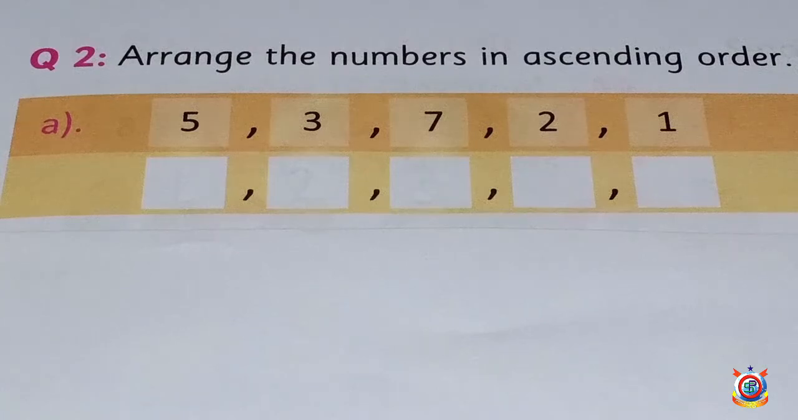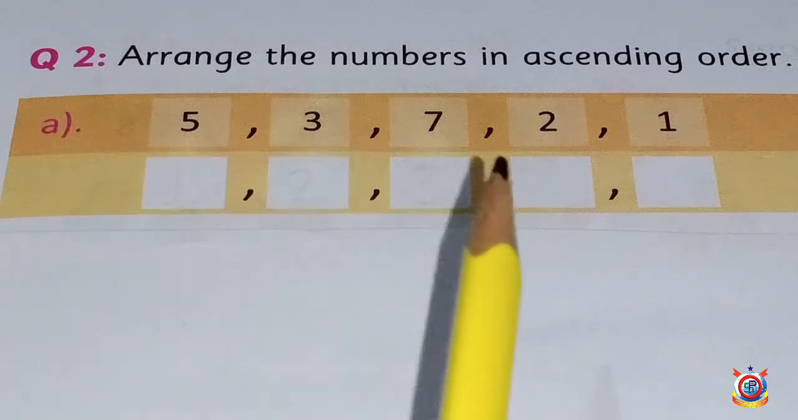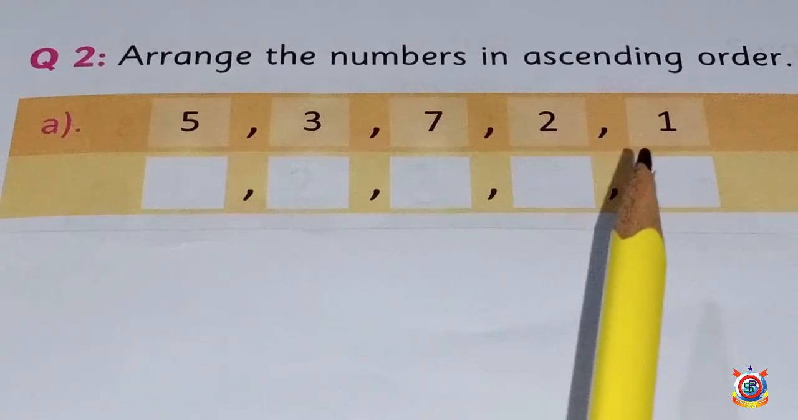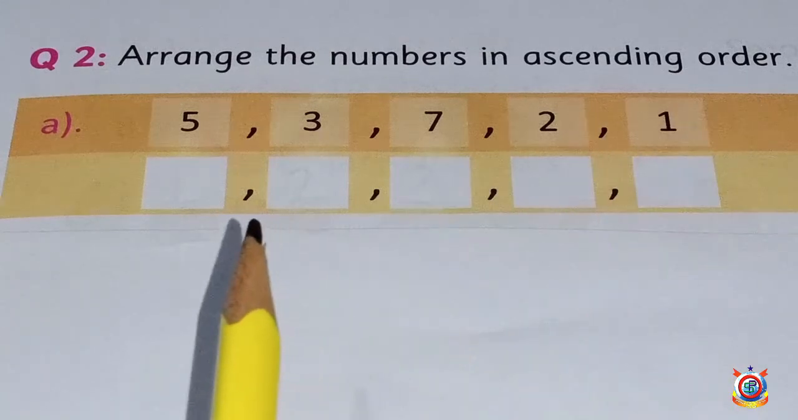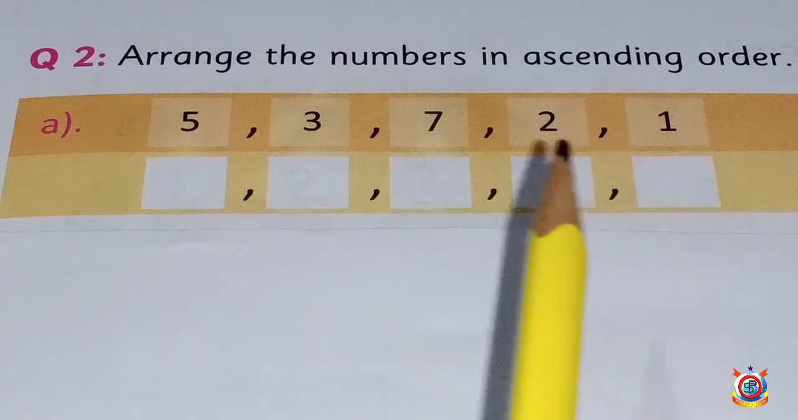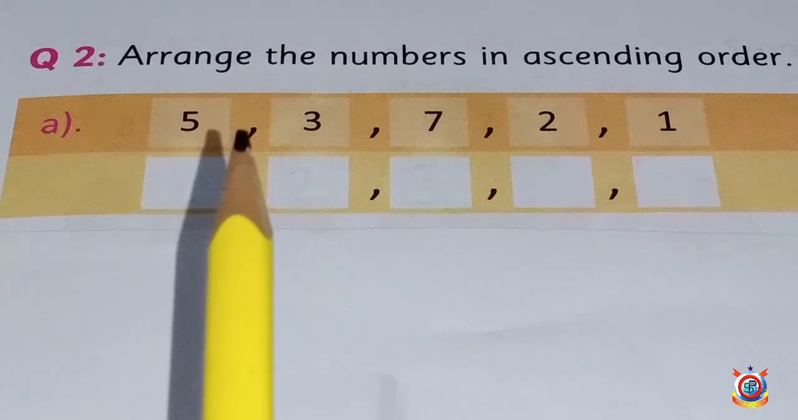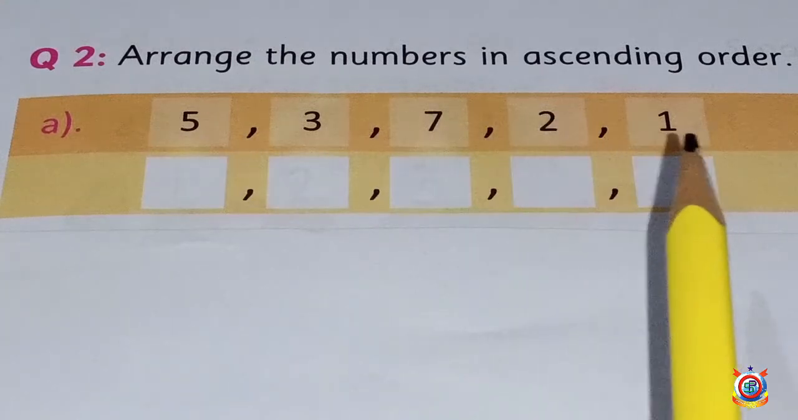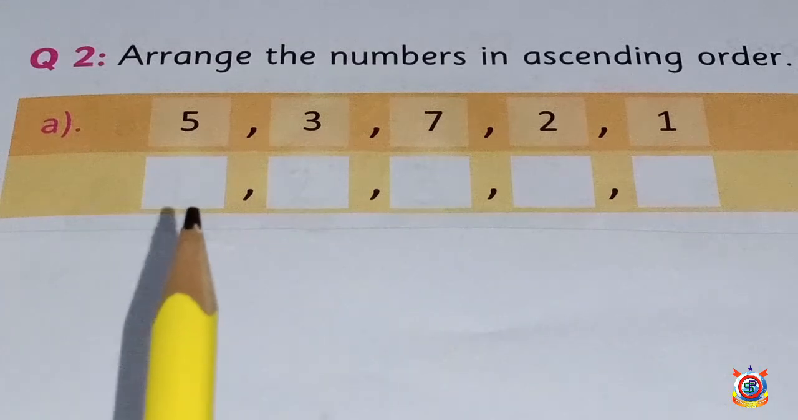Okay, students, this is exercise A, part A of question 2. Now we will arrange all these numbers 5, 3, 7, 2, 1 in ascending order. We will write them from the smallest towards the largest number. Start writing with me. First of all, we will write the smallest number, and in these numbers we have 1 as the smallest number. So we will write 1 here.